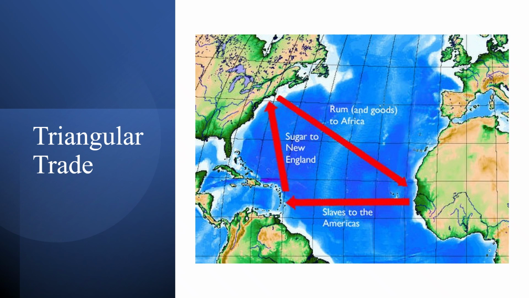The most mentioned were sugar, tobacco, and cotton to Europe, textiles, rum, and manufactured goods to Africa, finally, slaves to America. New England merchant smugglers specialized in rum and goods to Africa, slaves to America, and sugar products from the Caribbean to New England.